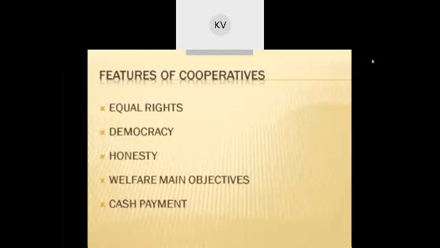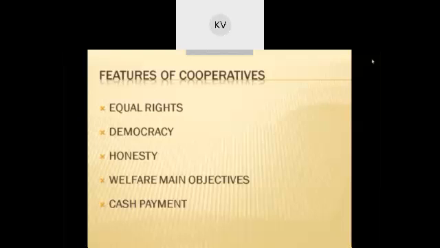And then democracy. The principle of democracy is adopted while making decisions. The decision of the majority is honored. Honesty. This is the basic principle of the society. Its members should be honest. Selfish people cannot run the business of a cooperative society.